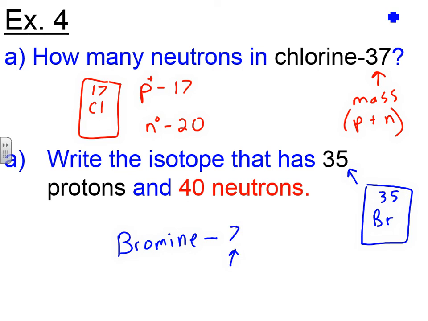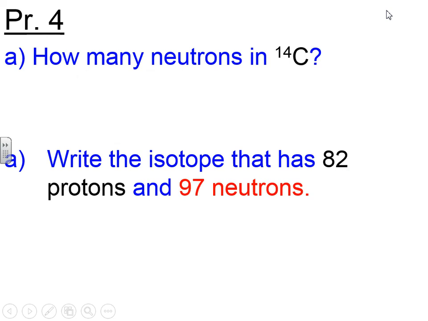Another way of writing it is nuclear symbol notation. So you can put bromine and 75 in the upper left-hand corner. You can also put 35 down here if you'd like. It's not required, but that is a way to write an isotope that has 35 protons and 40 neutrons. So go ahead and try this on your own, and pause the video and make sure you understand how to write isotopes and ions.